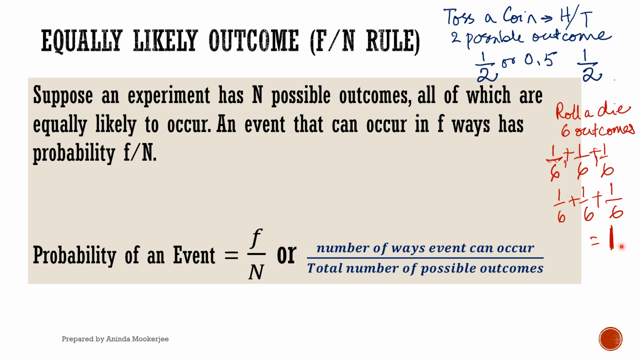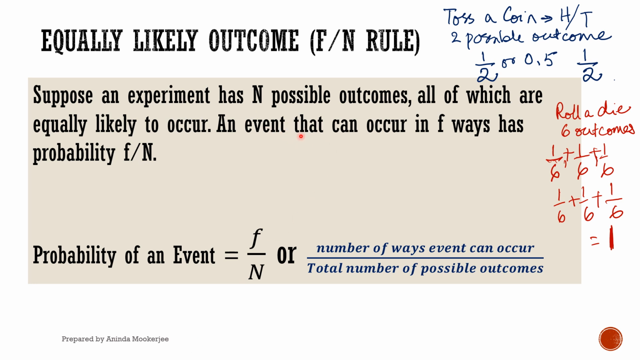And that's a special fact that we will learn and come to use later on, that when you sum up all the possible probabilities from an experiment, they should all add up to 1 as long as they follow the equally likely outcome rule. And this rule can be quantified using a formula, which is F over N. F represents the number of ways a certain outcome can occur.